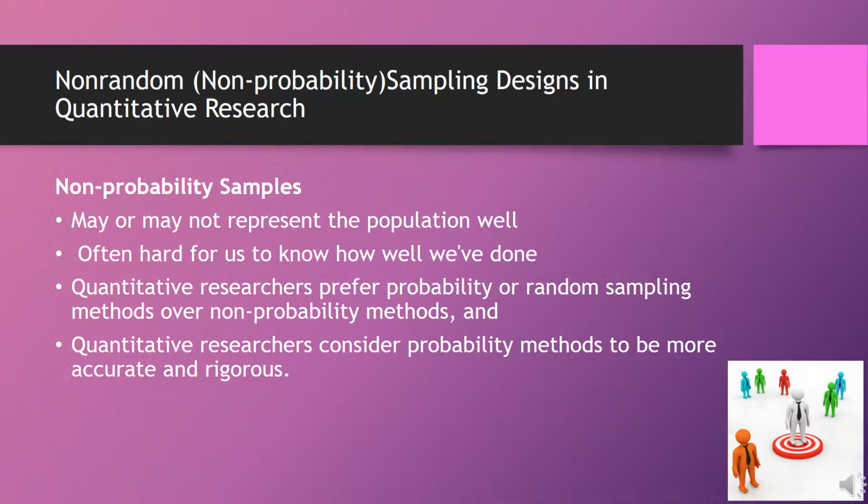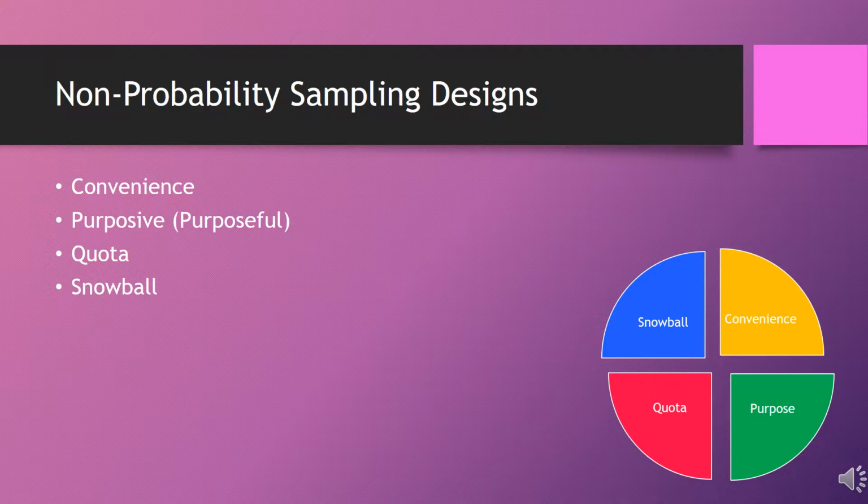With non-probability samples, we may or may not represent the population well, and it will often be hard for us to know how well we've done. So in general, quantitative researchers prefer probability or random sampling methods over non-probability methods and consider them to be more accurate and rigorous. The non-probability sampling designs we will discuss are convenience, purposive, quota, and snowball.